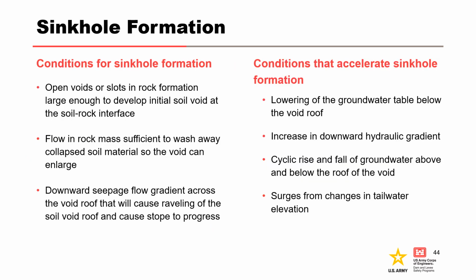This slide summarizes the conditions for sinkhole development. The conditions for the formation of a sinkhole include open voids or slots in rock formations large enough to develop initial soil voids at the soil-rock interface. Next, we have flow in the rock mass that is sufficient to wash away collapsed soil so that the void can enlarge. We have downward seepage flow gradients across the void roof that will cause raveling of the soil void roof and cause the stope to progress.